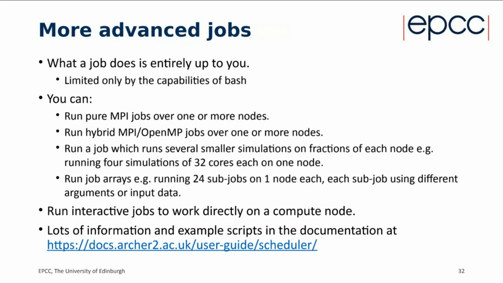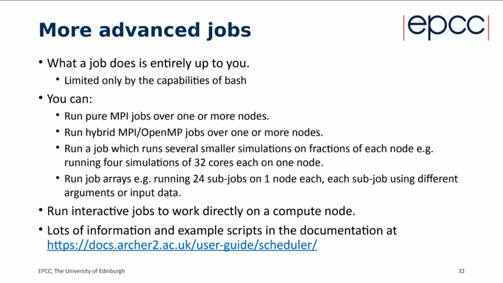So what you actually do in these jobs is entirely up to you. I showed you that very basic VASP example, but what you actually do once you've requested your resources is entirely up to you. It's limited really only by what Bash is able to do. So you can run pure MPI jobs over however many nodes. You can run hybrid jobs with MPI and OpenMP.